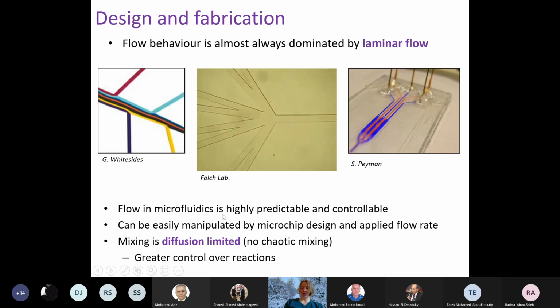So flow in microfluidics is highly predictable and controllable. It can be easily manipulated just by channel design or applied flow rate. And mixing is diffusion limited, so it means we have greater control over the reactions. We can really set a time 0 for the start of a reaction.